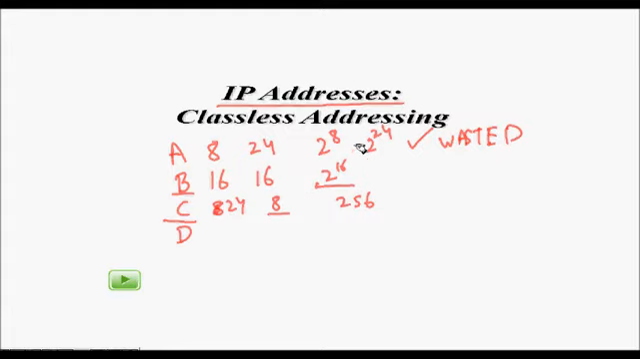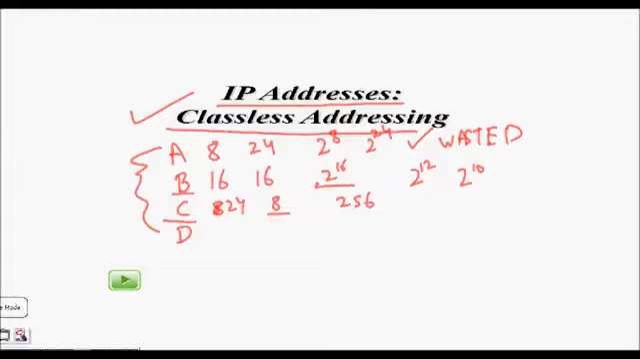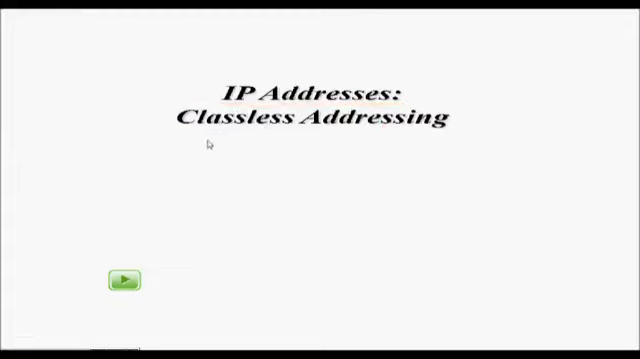It was kind of rigid, in that only these classes are there. What if I want 2 to the power of 12 hosts? It's not allowed here. What if I want 2 to the power of 10 hosts? Again, not allowed. So if I want to be flexible enough, what should I do? Here is the solution: classless addressing. It provides you with different sizes of your network.